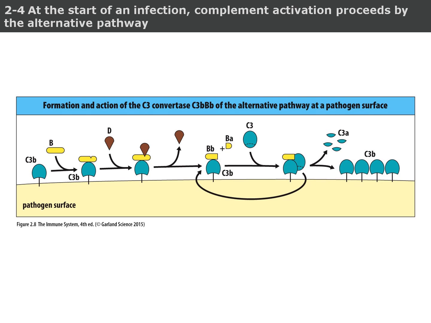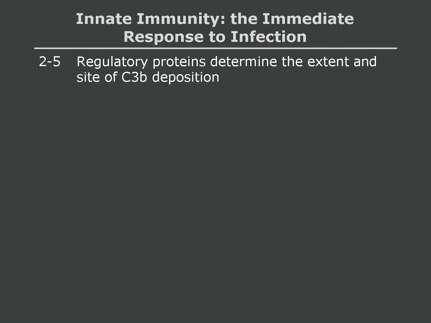Factor D cleaves B, forming the C3 convertase C3bBB, which rapidly cleaves more C3 into C3a and C3b. This creates a positive feedback loop, coating the pathogen with C3b and marking it for immune attack. Regulatory proteins determine the extent and site of C3b deposition.